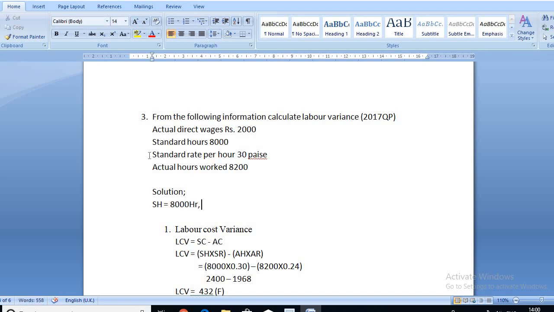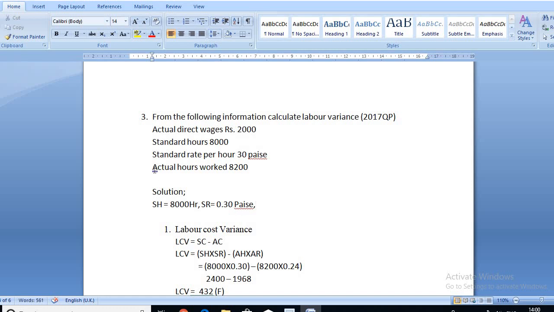Next, standard rate per hour. So standard rate SR. Standard rate how much? 30 paisa, 0.30. 30 paisa SR for 1 hour. So how much rate we have specified? 30 paisa.